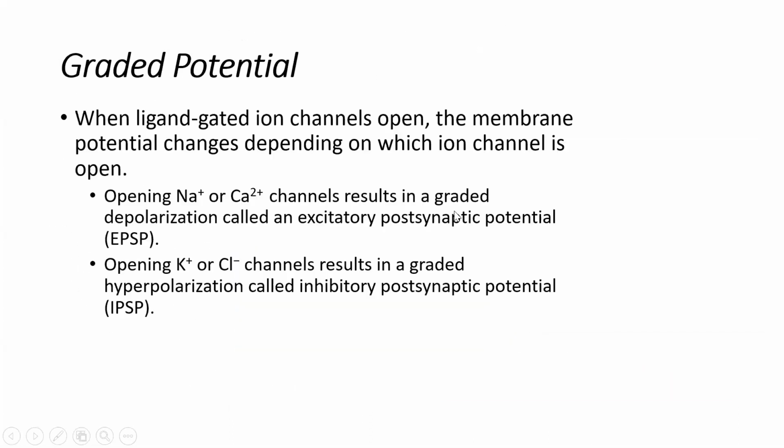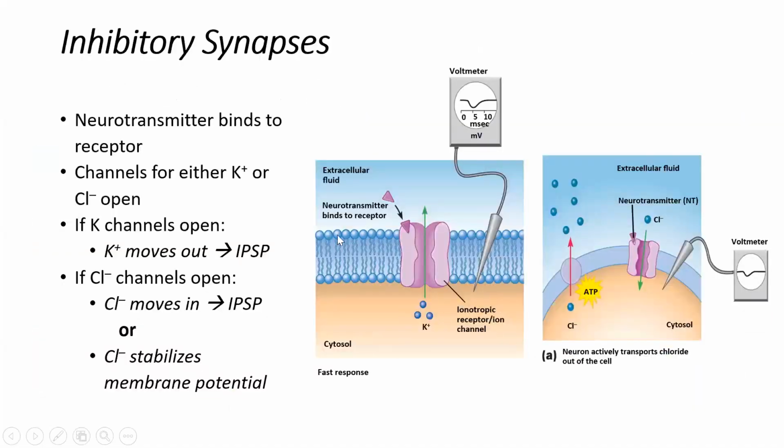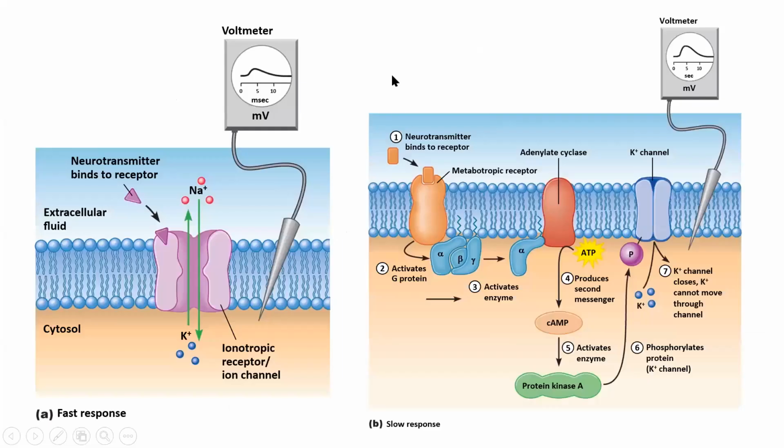And then looking at the different types of responses here, comparing the fast to slow response, this is what happens on the membrane when that neurotransmitter binds to the receptor. If it's an ionotropic receptor, this is a fast response because the receptor is also a channel. It's going to open up when that neurotransmitter binds, and depending on what type of channel it is and what ion it's allowing, that will determine if it's an EPSP or an IPSP.